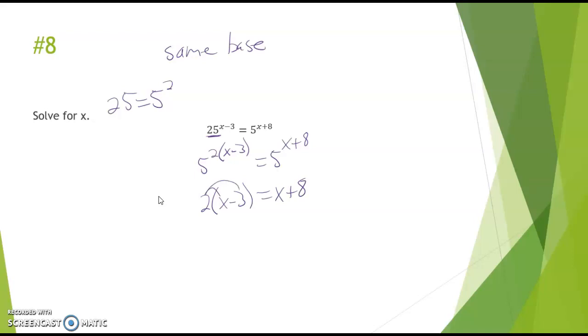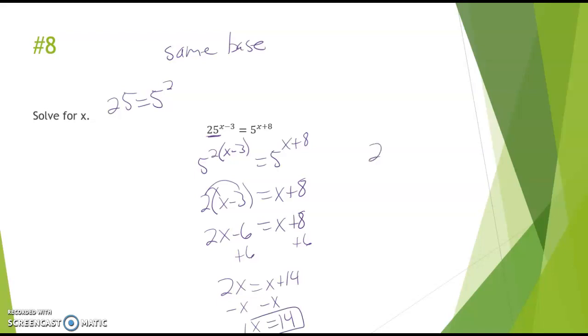So I'm going to distribute my 2 here. So I've got 2x minus 6 equals x plus 8. I'm going to add 6 to both sides. So I've got 2x equals x plus 14. Subtract x from both sides. So then I get x equals 14. You can always plug this back in to check and make sure that it works.